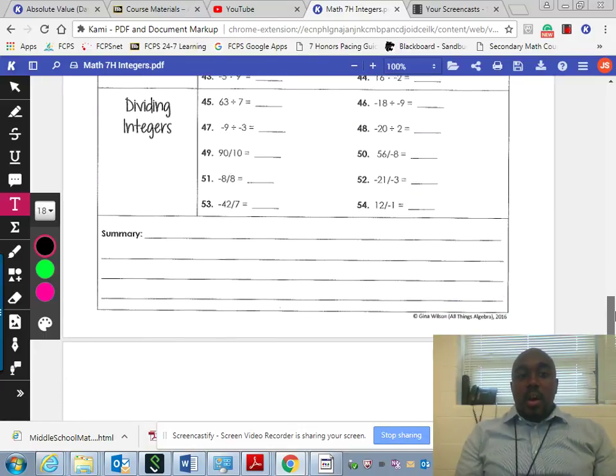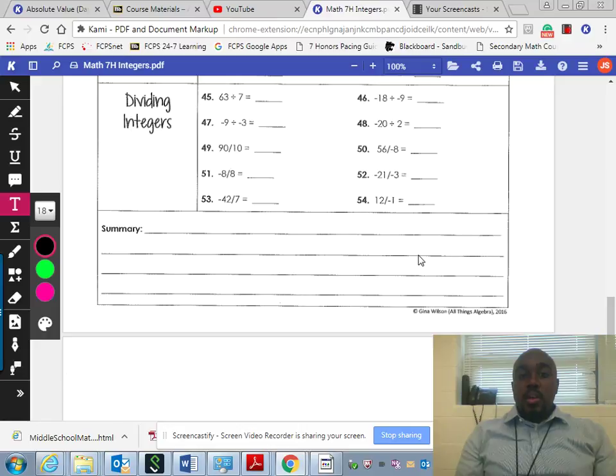Now, the great thing about integer multiplication and division is the rules are the exact same. So the same thing for down here. 63 and 7 are both positive. Since they are both positive, they have the same sign, so we know that the answer is going to be positive. And 63 divided by 7 is 9. Okay, same situation for number 46. We have -18 divided by -9. They are the same sign, so the answer is going to be positive. And 18 divided by 9 is 2.